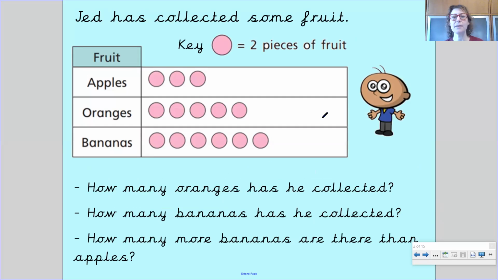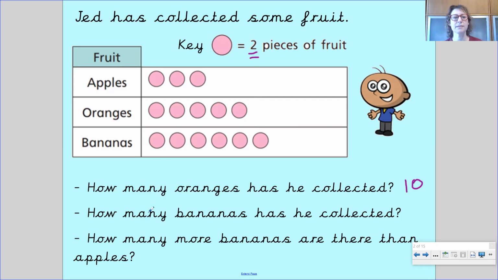So here we have Jed, and he has collected some fruit. He's got some apples, some oranges and bananas. Now, if you look really carefully at the key, it's telling you that one of these circles is two pieces of fruit, which means that we need to count in twos. So if we wanted to find out how many oranges he's collected, we find our oranges and we count in twos. So that would be 2, 4, 6, 8, 10.